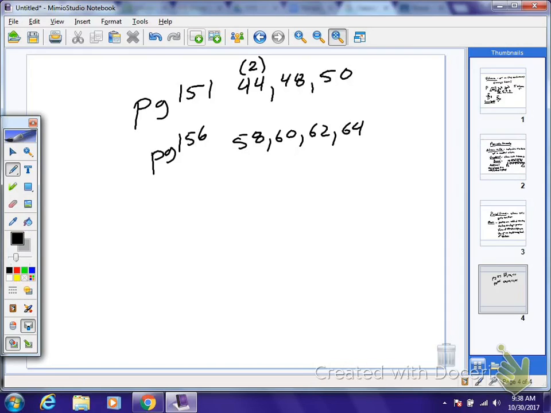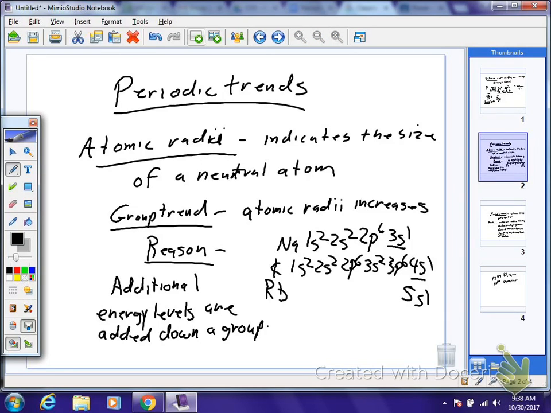So basically, you're using your group trend. You're saying which atom's bigger, magnesium or strontium? Which one's bigger, magnesium or strontium? Based upon the trend. Strontium, right? Because the group trend is to do what? Get bigger down the group.